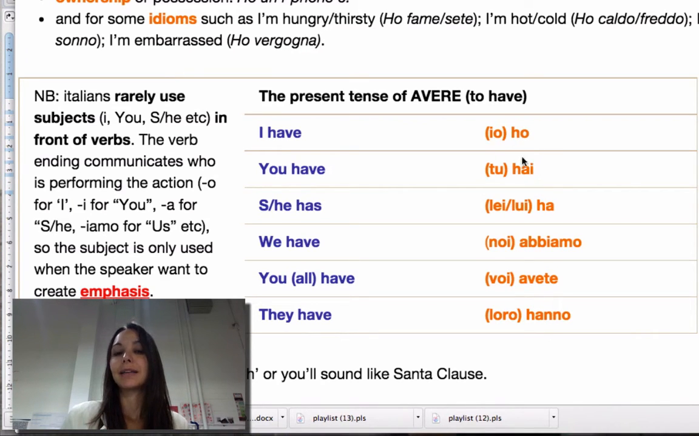The i in hai gives the information that tu is performing the action. You are performing the action. The a ending tells me that either he or she, lui or lei, is performing the action, and the iamo, i-a-m-o, is telling me that we, noi, are performing the action, and so forth.